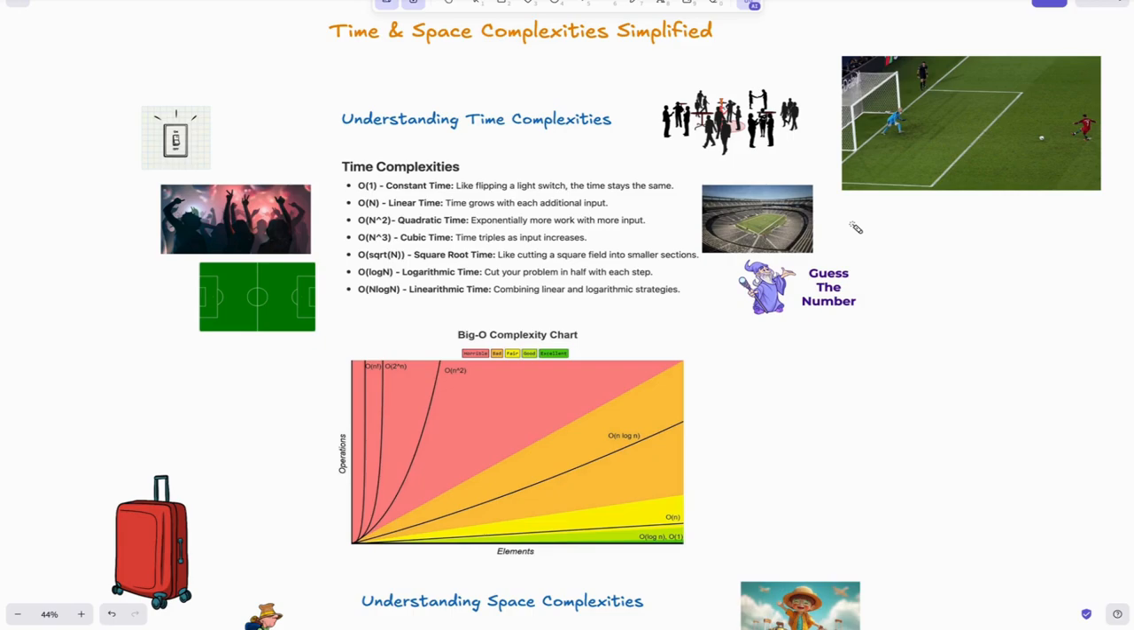That's cubic time complexity, where adding one more element means a lot more work. For example, if you have three nested for loops, that's a cubic time complexity.